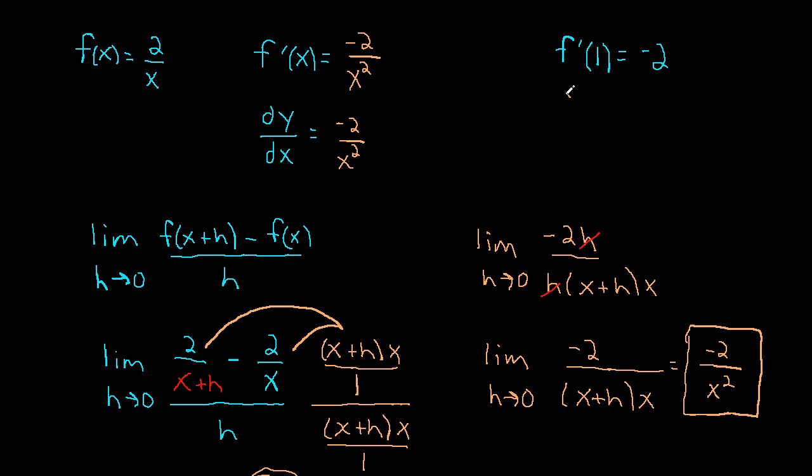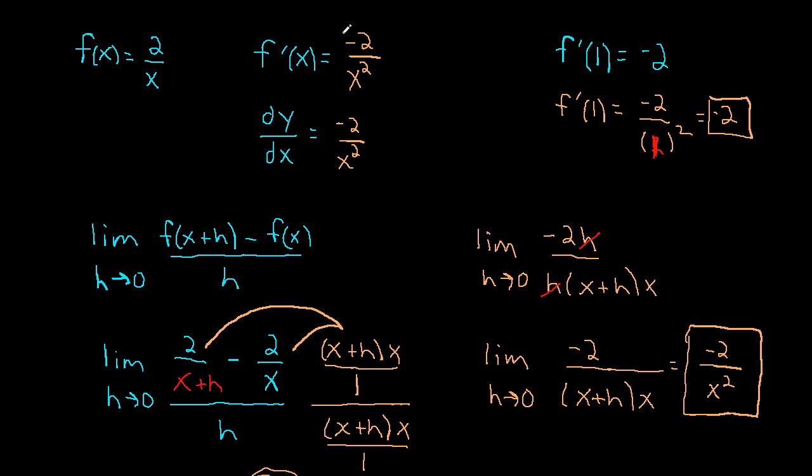For instance, if I wanted to confirm that the derivative at 1 really is negative 2, I can plug 1 into x here and get negative 2 over 1 squared, and that should be a 1. And negative 2 over 1 squared really is negative 2. So it looks like my derivative checked out.